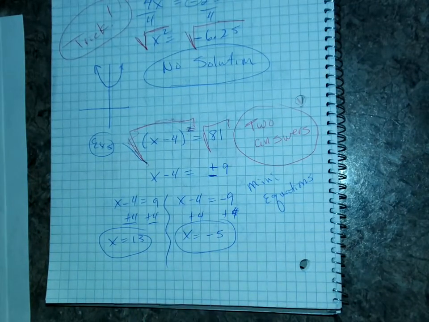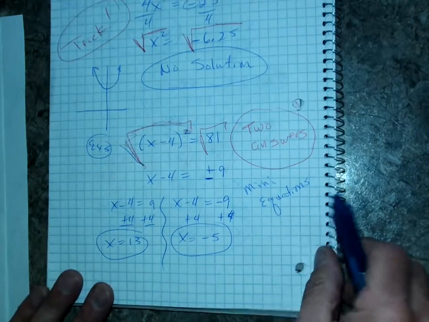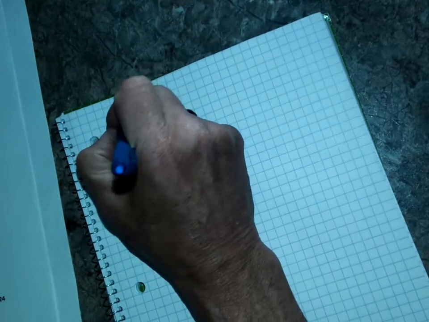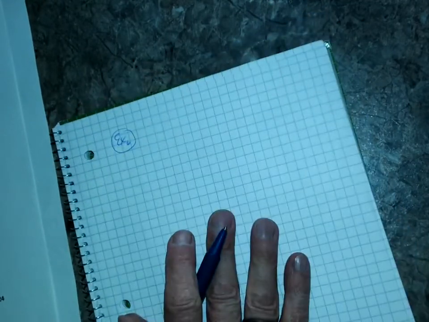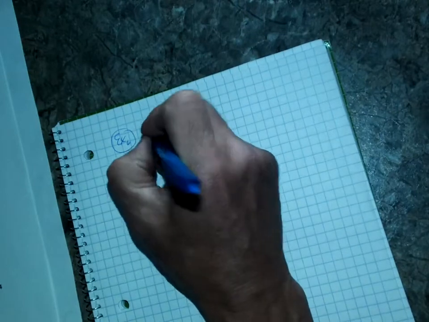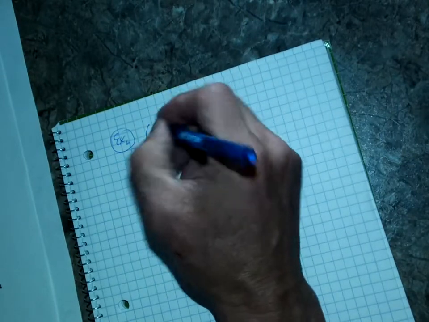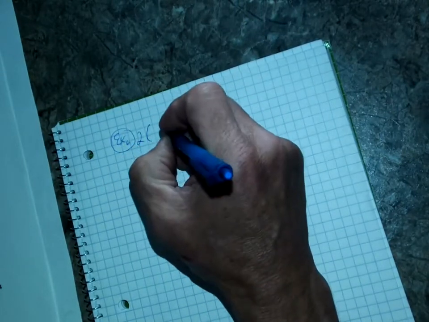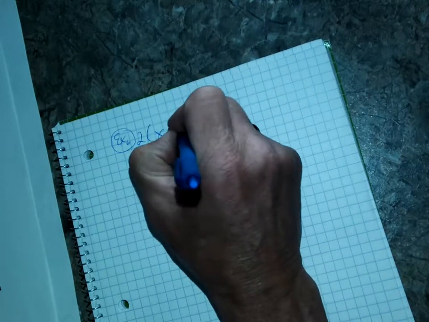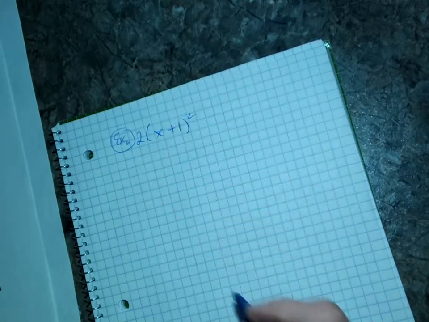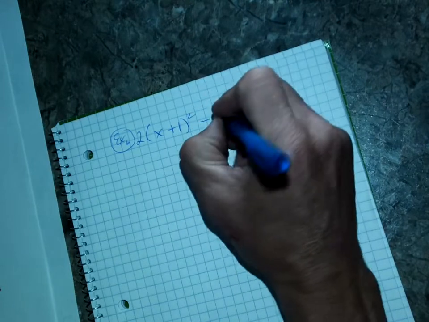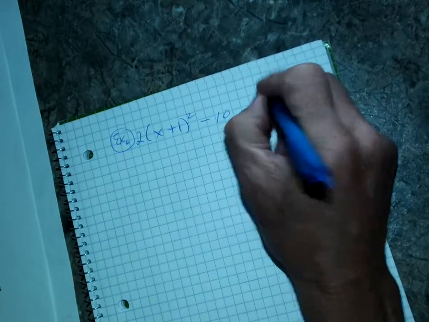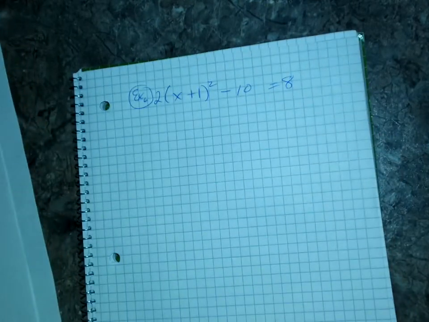Okay, got one last example I want to do with you. Let me turn the page. We're going to do one more example, and I'll be finished. So I've got a parenthesis. Let's do 2 times x plus 1 squared minus 10 equals 8.